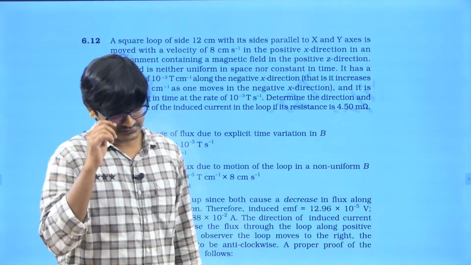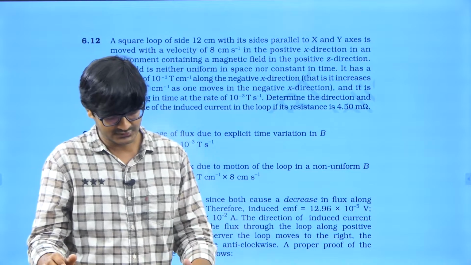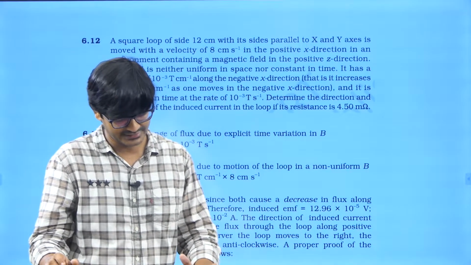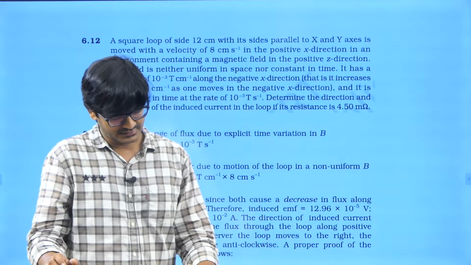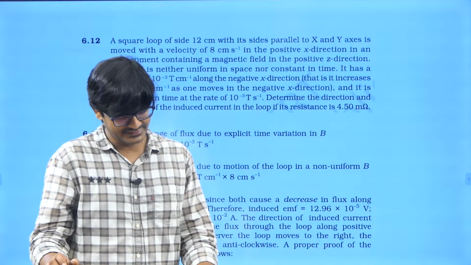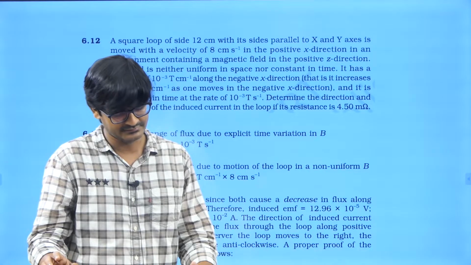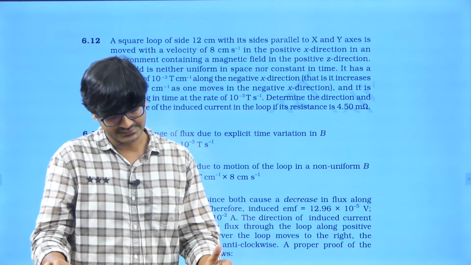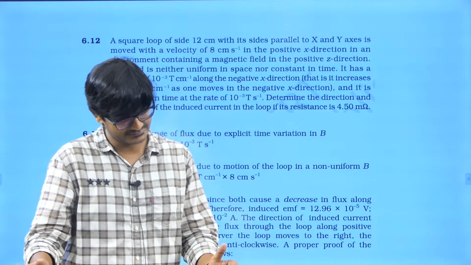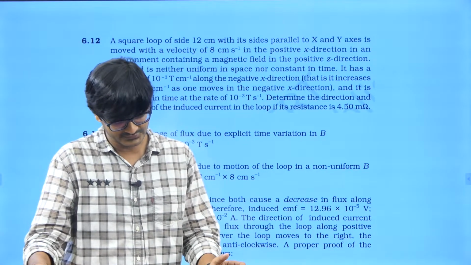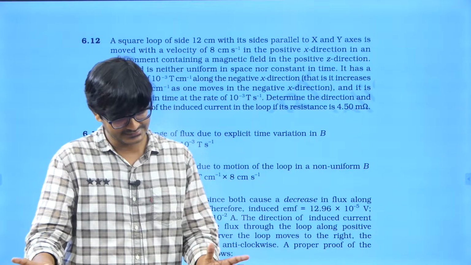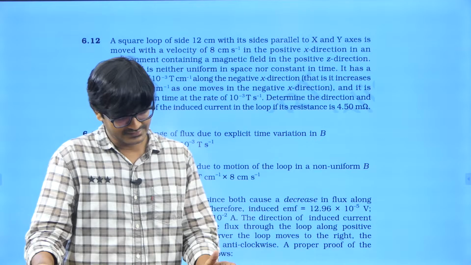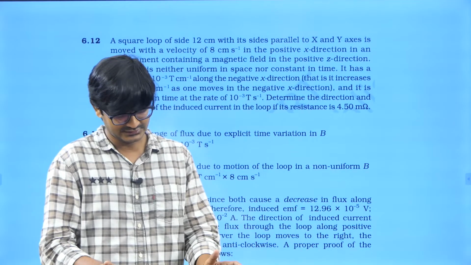Now there is this question: a square loop of side 12 cm with its sides parallel to the x-axis and y-axis moves with a velocity in the positive direction in an environment containing a magnetic field in the positive z direction. The field is neither uniform in space nor constant in time. Okay, so there is a time varying magnetic field, and at the same time it depends on the distance also. It has a gradient along the negative x direction, that is, it increases as it moves along the negative x direction, and it decreases in time. Determine the direction and magnitude of, okay, anyway, you can see the given solution.